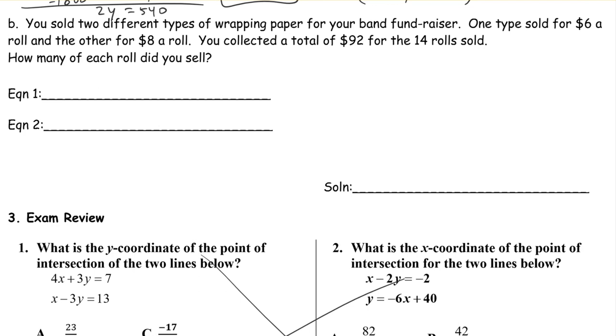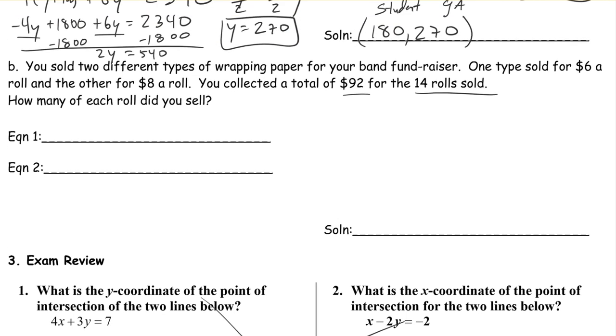B, you sell 2 different types of wrapping paper for your school band fundraiser. One type sold for $6 a roll and the other type sold for $8 a roll. You collected a total of $92 for the 14 rolls sold. Okay, so let's try this. The one that sold for 6 we'll say is x, and the one that sold for 8 we'll say is y. So this is going to be x plus y, and how many rolls did we sell? We sold 14. So x plus y is 14.